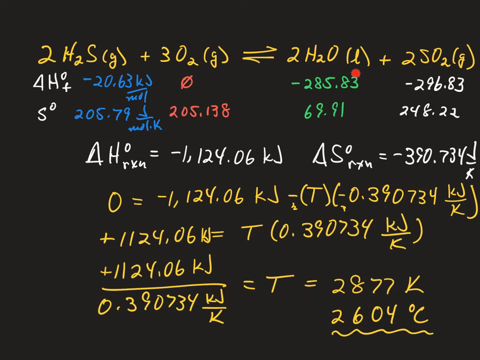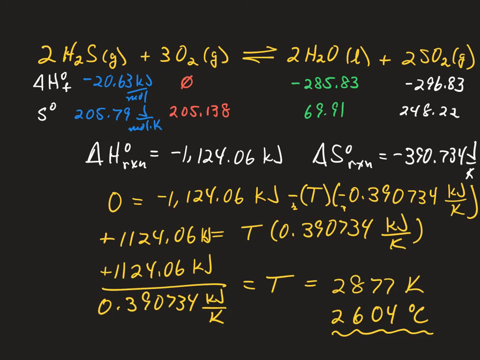Now, obviously, our liquid water couldn't exist at this temperature, but you get the idea of how we can find a transition temperature for a reaction where enthalpy and entropy disagree. There is a temperature transition, above which it is either favorable or unfavorable, and below which it switches. And you should be able to find that temperature transition.